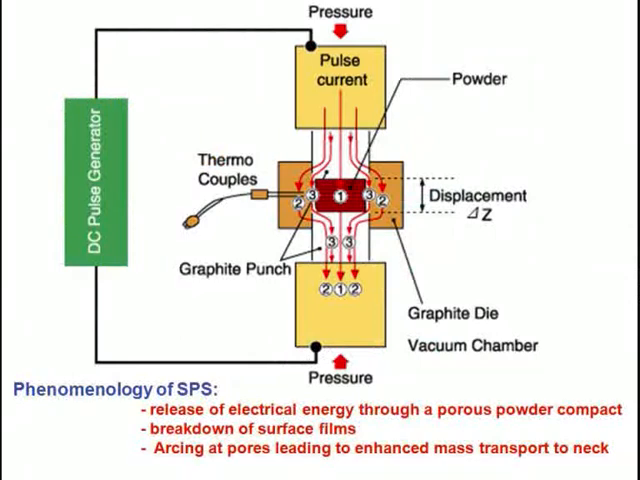In this slide, I am showing how the current flows from anode to cathode during the DC pulse. When the DC pulse current is supplied to the graphite die punch assembly, depending on the conductivity of the powder sample, some fraction of the current will pass through the graphite die, and some fraction will pass through the powder compact also.